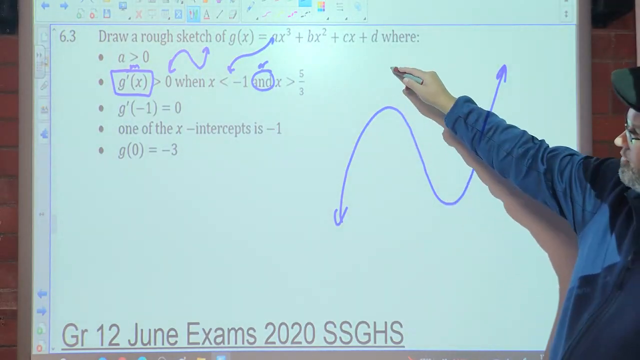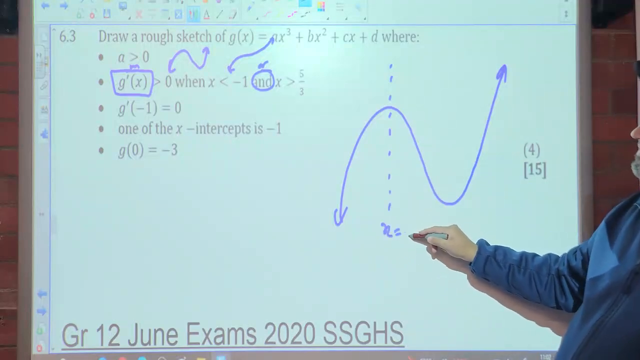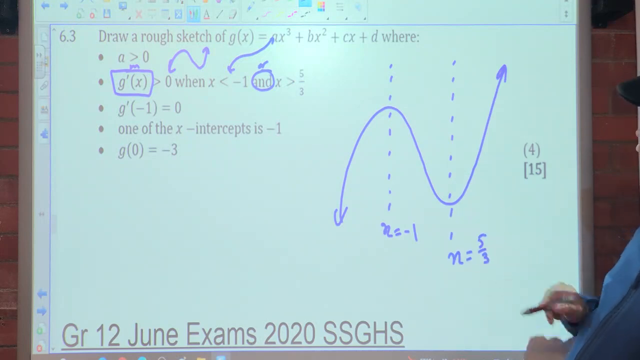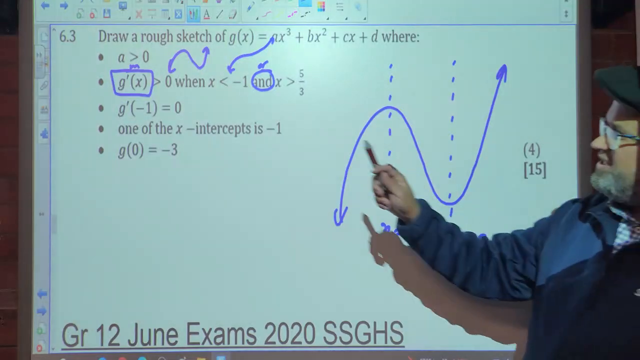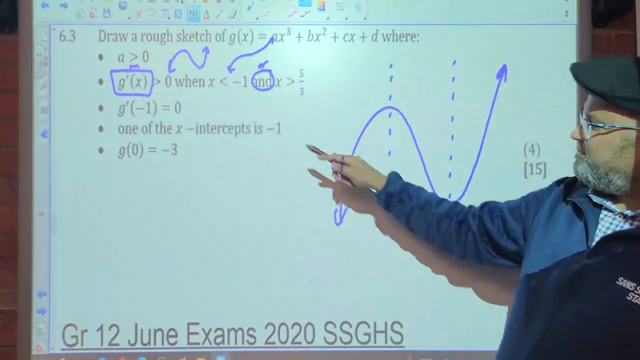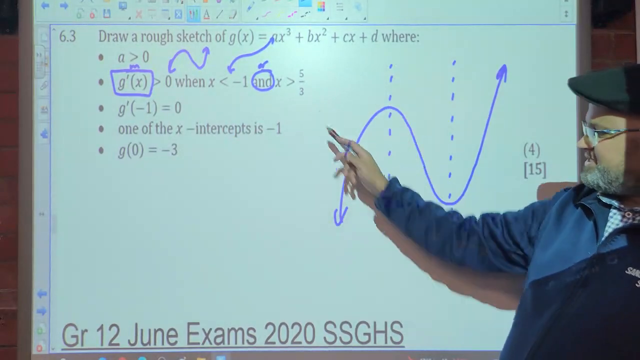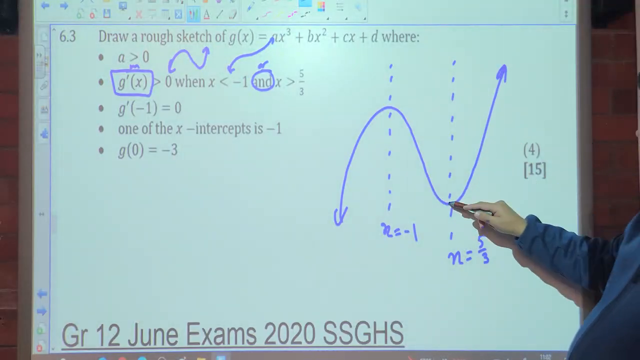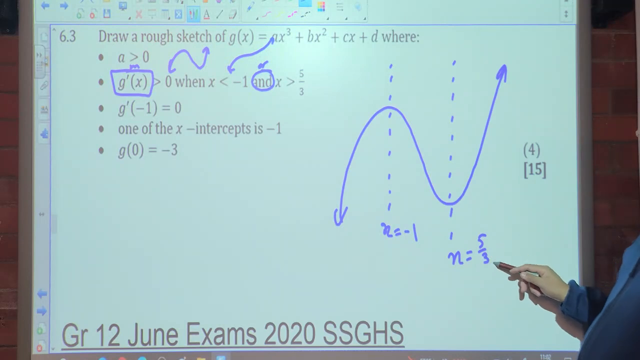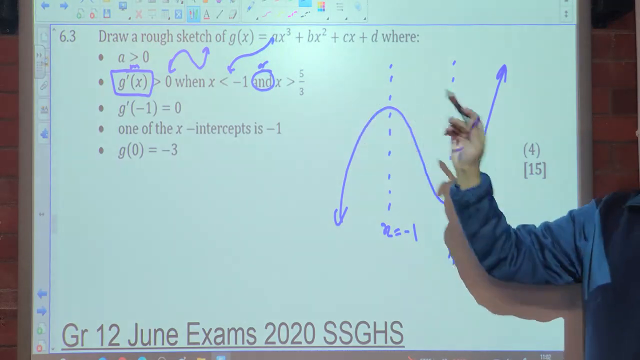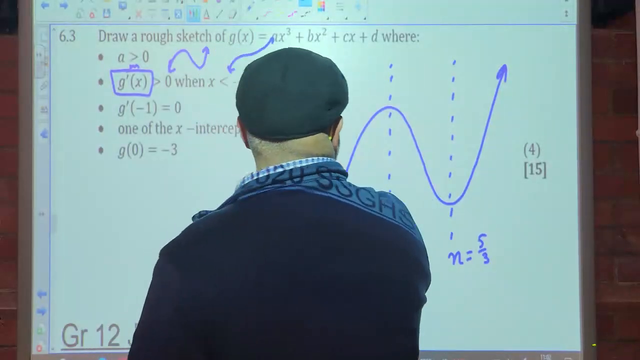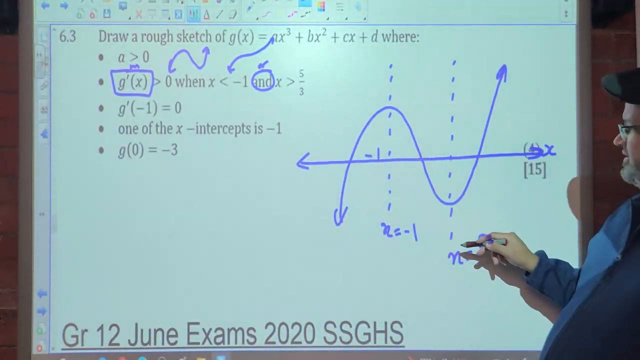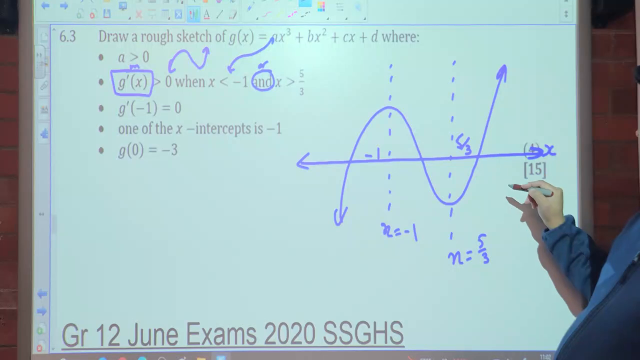Okay. So this point here is where x is equal to negative 1, and this is where x is equal to 5 over 3. Can you all see that? Let's read it again. The graph is increasing for x less than negative 1. Can you see that? And the graph is increasing for x more than 5 over 3. Can you see that? So I can actually draw my x-axis here. That's your x-axis, and this of course is negative 1, and this is 5 over 3 here. Okay.